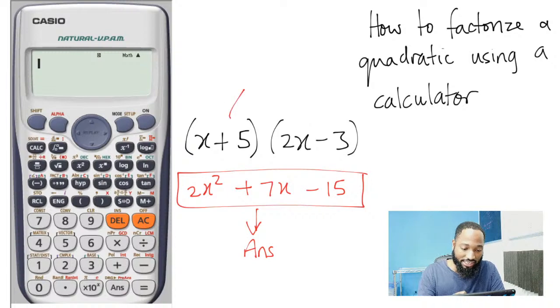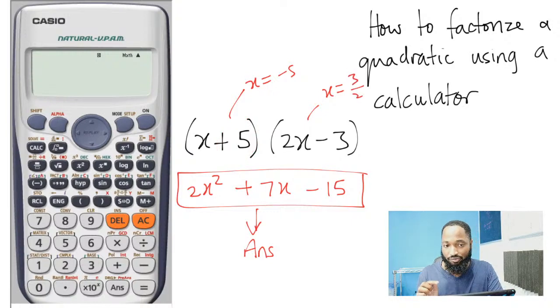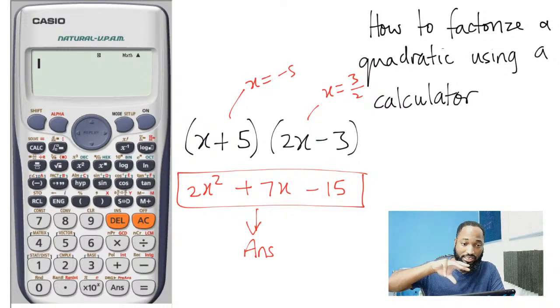But what are the answers? The answers will be x equals, not 5, negative 5, right? Because remember this will come across as negative 5, and x equals 3 over 2 or 1.5. Good? Watch how you're doing this now. So those are the answers. You can put this in your calculator straight up, get the answers.